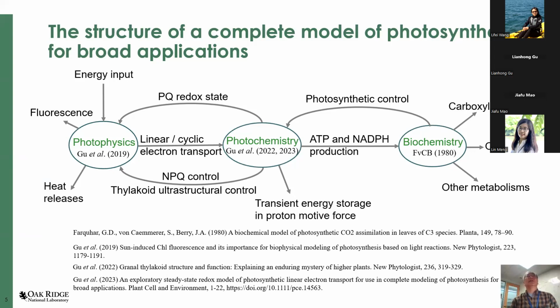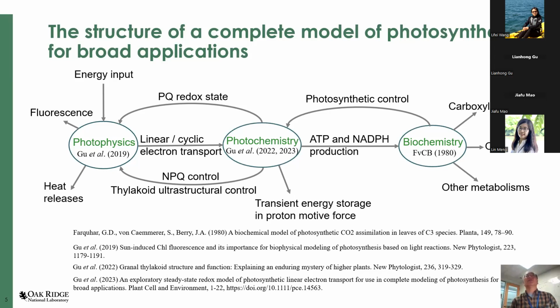The photophysical model predicts energy dissipation pathways from solar energy input and regulatory mechanisms. The photochemical model describes how the structural properties of the electron transport chain constrain the relationship between electron transport rate and the redox state of protein complexes and mobile electron carriers. The biochemistry remains the same as in the FvCB model, except that we now attempt to account for ATP and NADPH consumption in synthesis, in addition to CO2 assimilation and photorespiration.